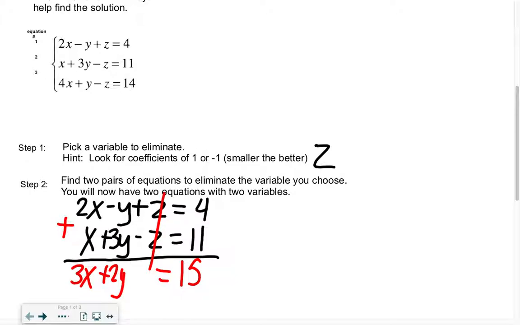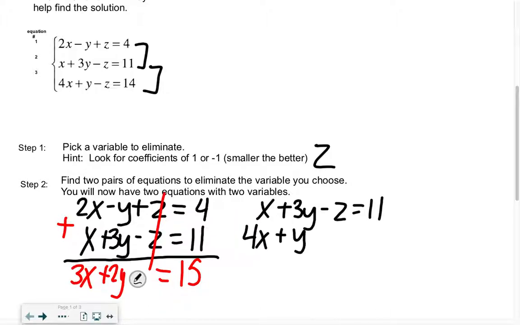So far, so good? Yes. Okay. Now, that was those 2. Now, I'm just going to take these 2. You could use top and bottom again, whichever one. Just don't repeat that one, obviously. So I'm going to take x plus 3y minus z equals 11, and 4x plus y minus z equals 14. You don't have to rewrite them if you don't want to. I just think it's cleaner, easier.